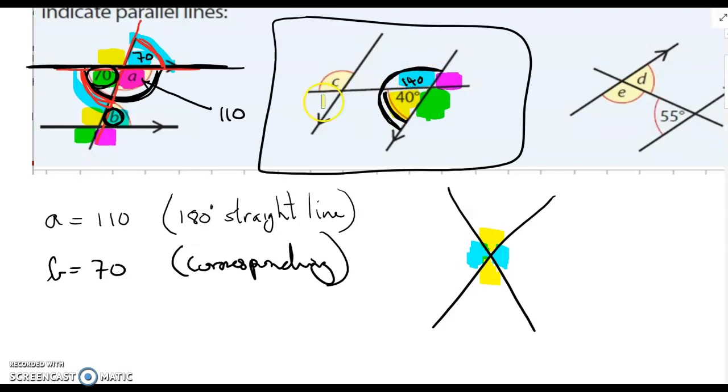And then apply the same to above, the other place. That would be the yellow, that would be the blue, that would be the green, and that would be the purple. We now know that this angle down here is 140. And we know that C is the same as that angle, because they're corresponding. So C is equal to 140 degrees. It's corresponding.